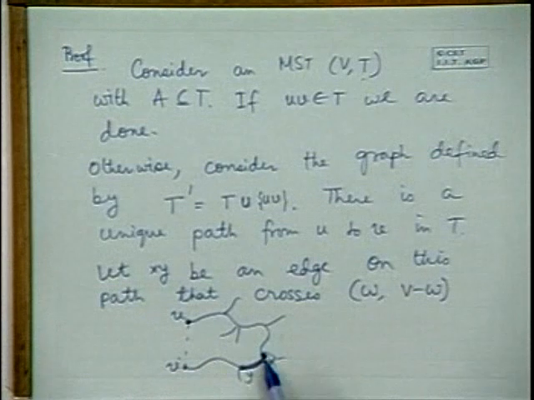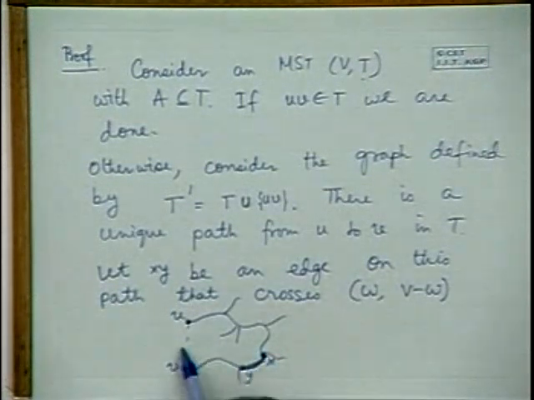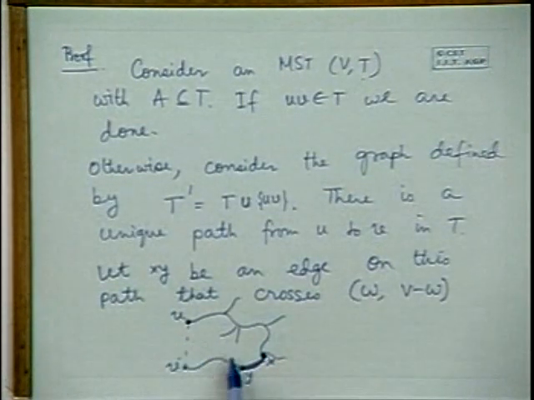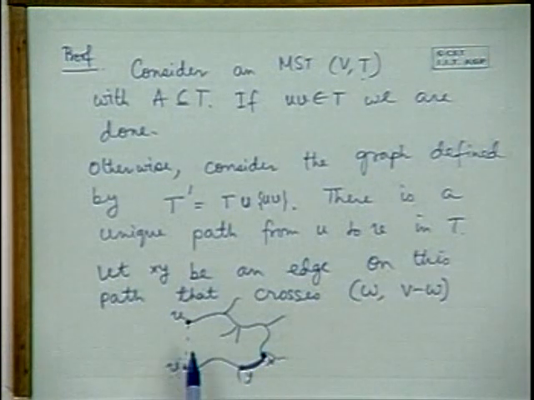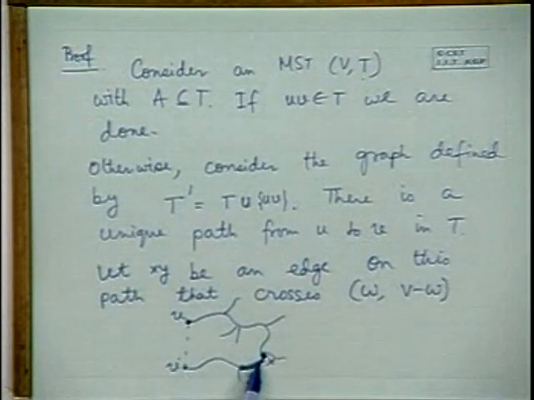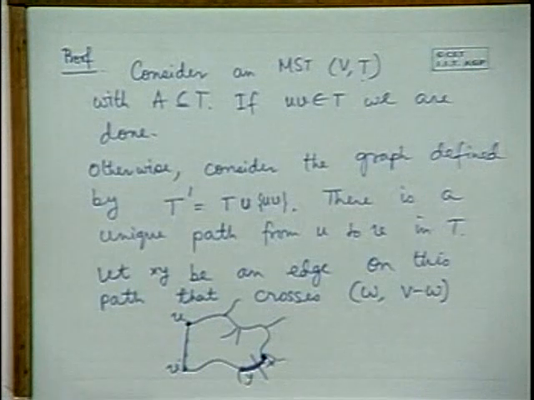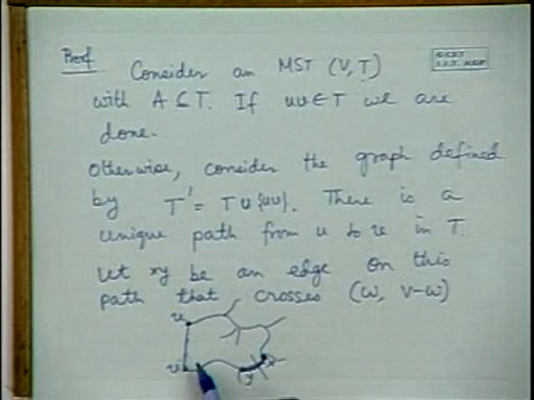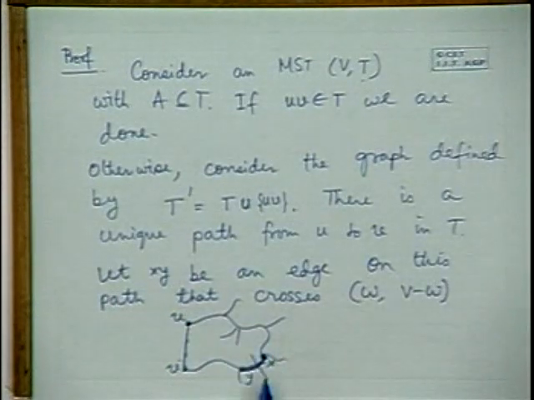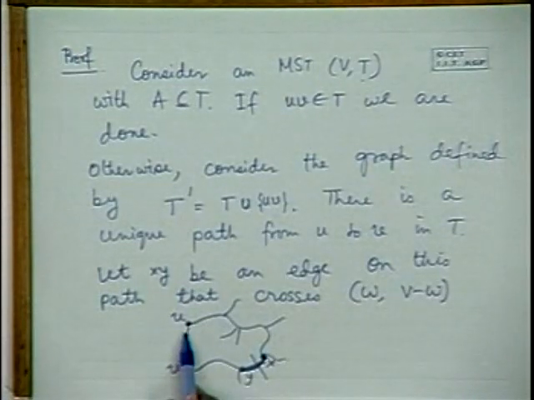UV also crosses, XY also crosses. Now UV is the minimum edge weight among all those edges which are crossing the cut. So it must be the case that W of UV is less than W of XY. So if that is the case, what you can do is delete this XY and put UV back. So it will make nothing but another tree. From the tree, you have just taken out XY and put back UV.